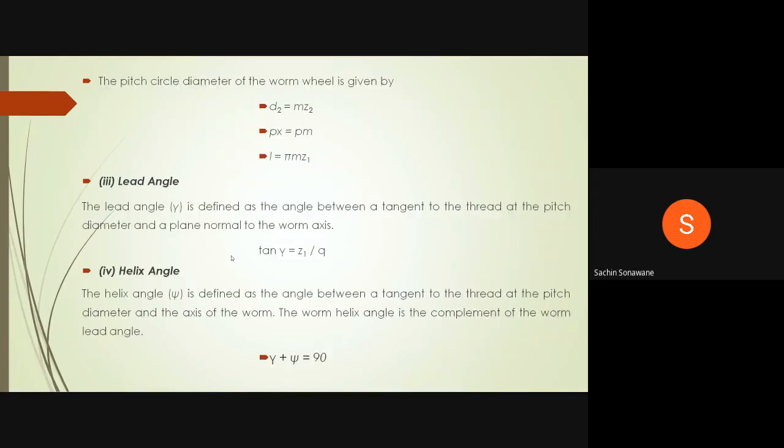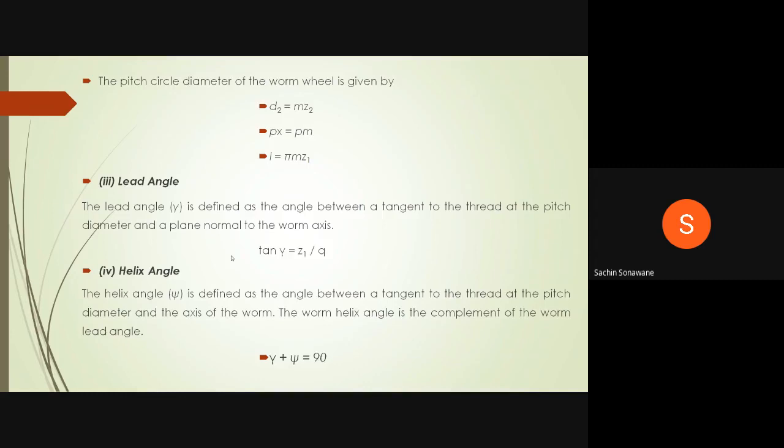The pitch circle diameter of the worm wheel is given by D2 is equal to m z2. Therefore, px is equal to pi into m. Therefore, L is equal to pi m Z1. Now, lead angle gamma. The lead angle gamma is defined as the angle between a tangent to the thread at the pitch diameter and a plane normal to the worm axis. Therefore, tan of gamma is equal to Z1 upon q.